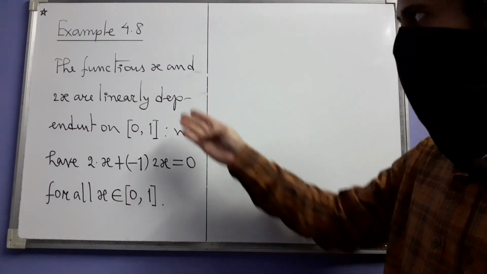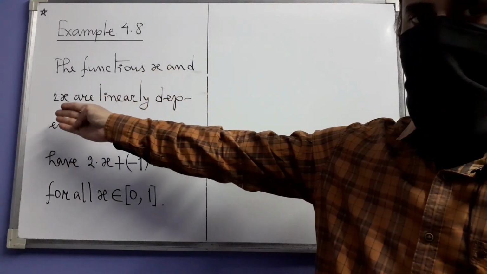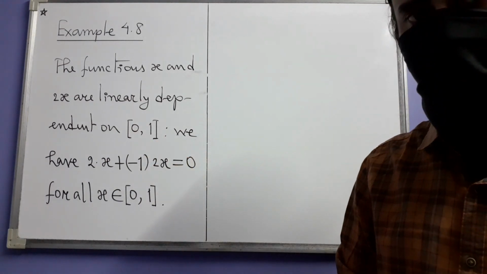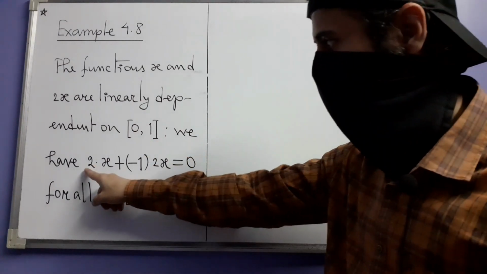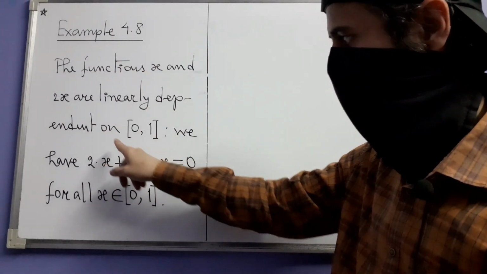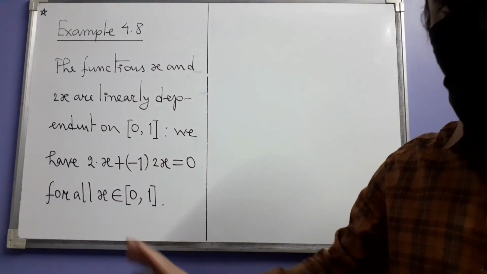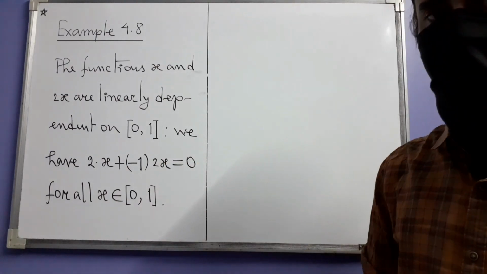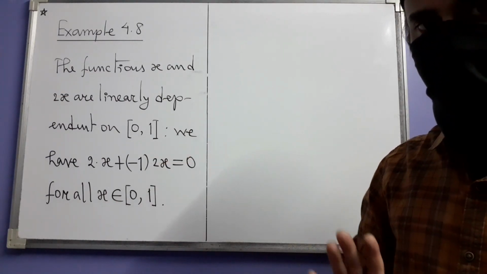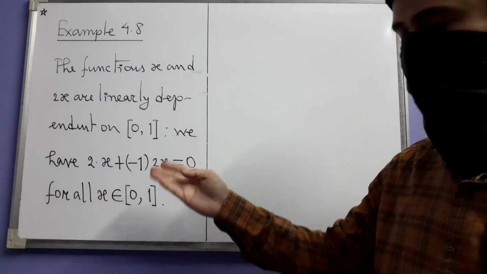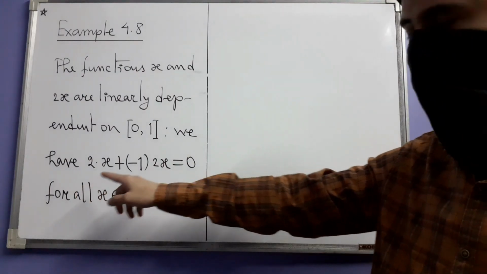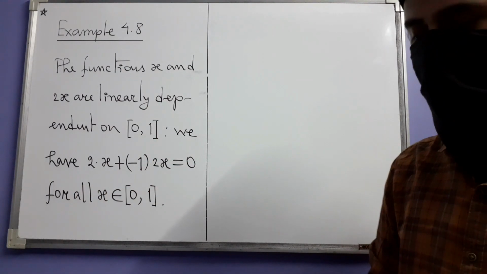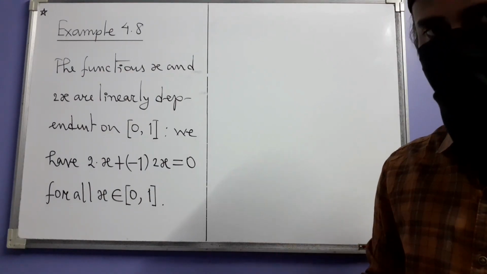For example, you can consider these two functions x and 2x. They are linearly dependent on this closed interval 0, 1. That is because 2 times the first function x plus minus 1 times the second function 2x equals 0 for all x in this interval. Here there are two functions, so accordingly we have c1 and c2. c1 is 2 and c2 is minus 1, both of which are non-zero, although we need at least one of them to be non-zero.